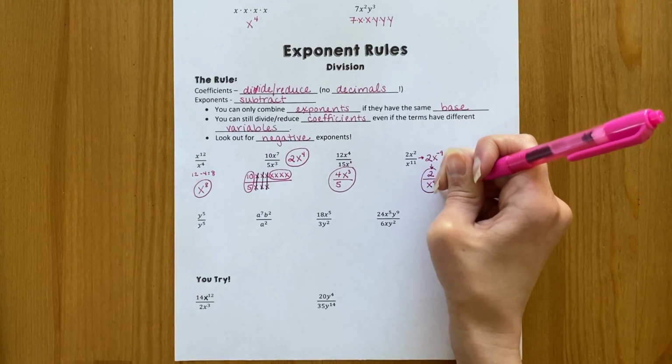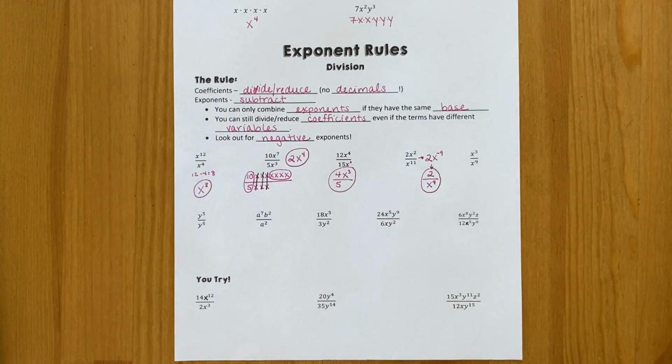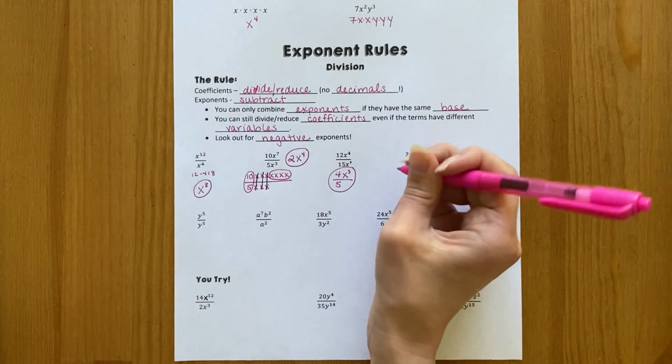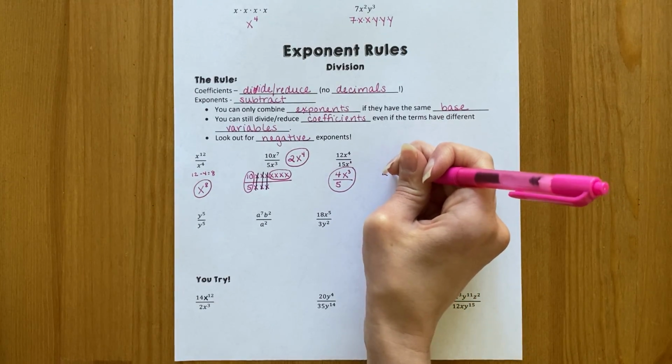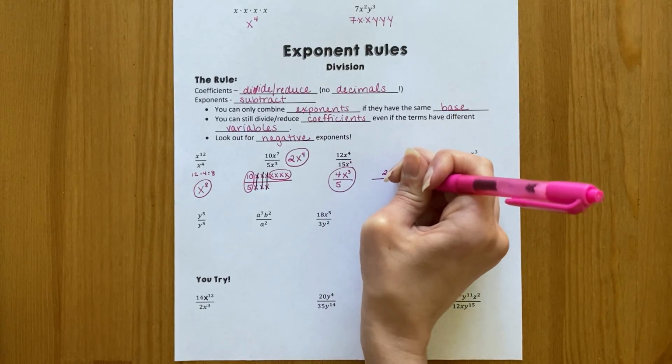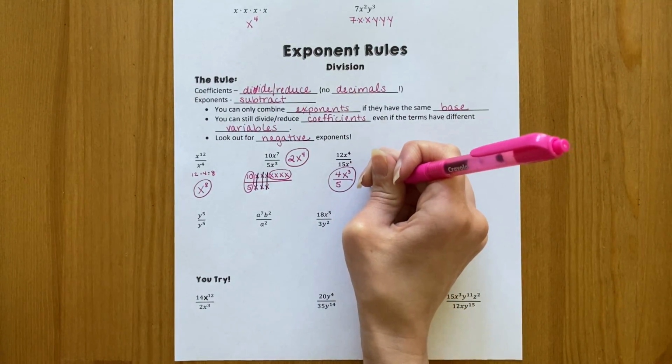Now, if that seems a little bit weird, we can, again, use that idea of repeated multiplication. So 2x squared will look like 2 with 2 x's. And on the bottom, we have 11 x's going on.